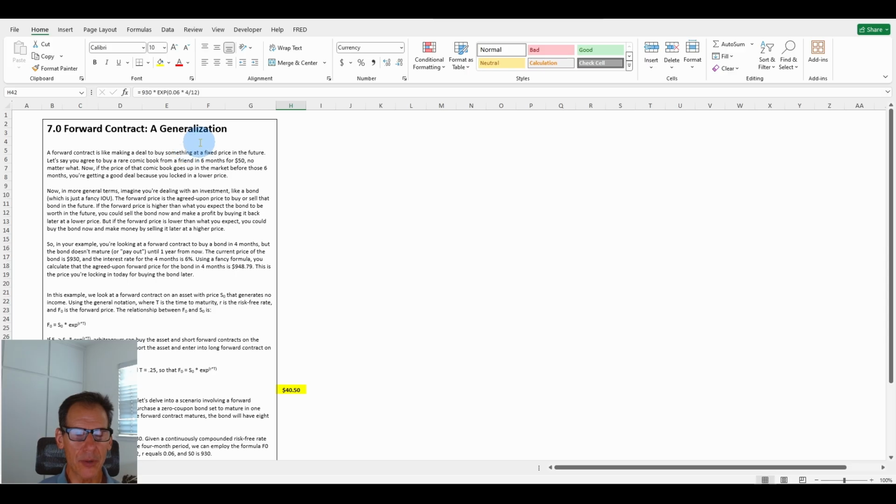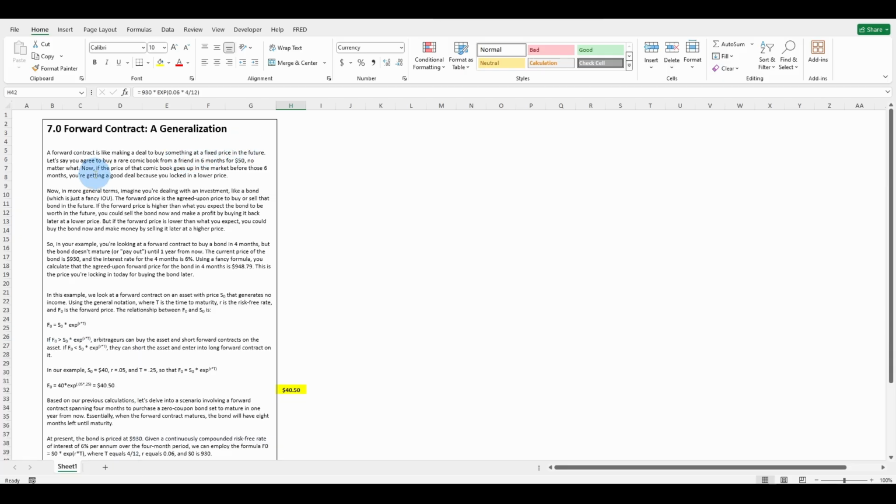Let's talk a little more about forward contracts. And this is just a generalization, basically a takeoff from that arbitrage example in the previous session. A forward contract is like making a deal to buy something at a fixed price in the future. Let's say you agree to buy a rare comic book from a friend in 6 months for $50, no matter what. Now, if the price of that comic book goes up in the market before those 6 months, you're getting a good deal because you locked in a lower rate.